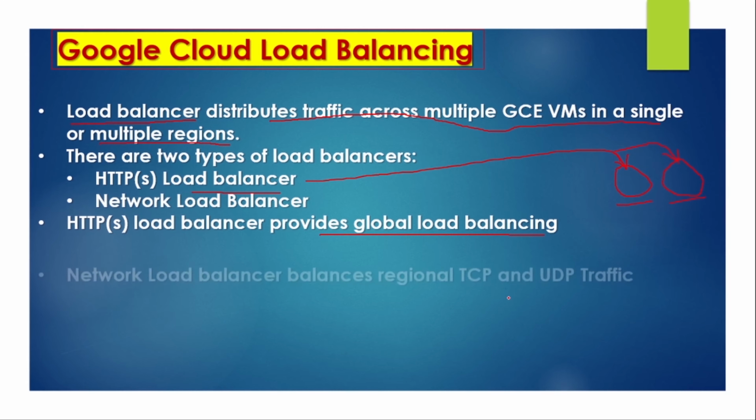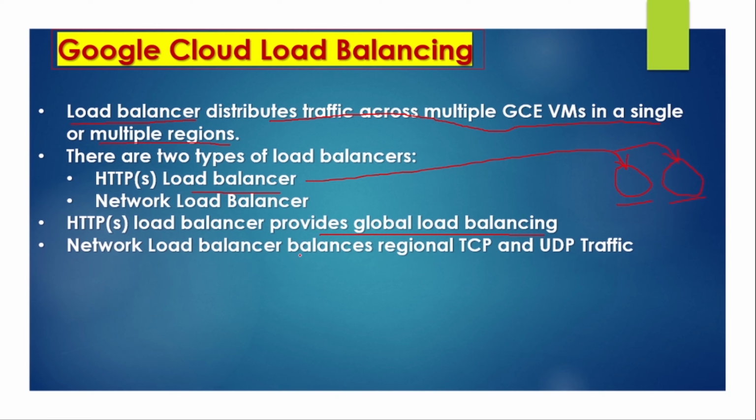And the other is the network load balancer that is used for regional TCP and UDP traffic. When you have your VM instances launched only in one region, let's say in Asia Mumbai, at that time you can use the network load balancer that will balance the load between the different instances that you have launched in the Mumbai region, that is a single region.